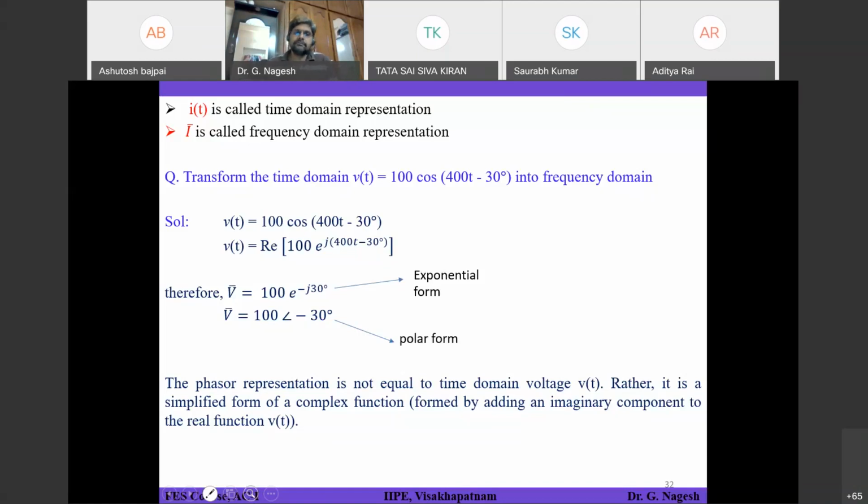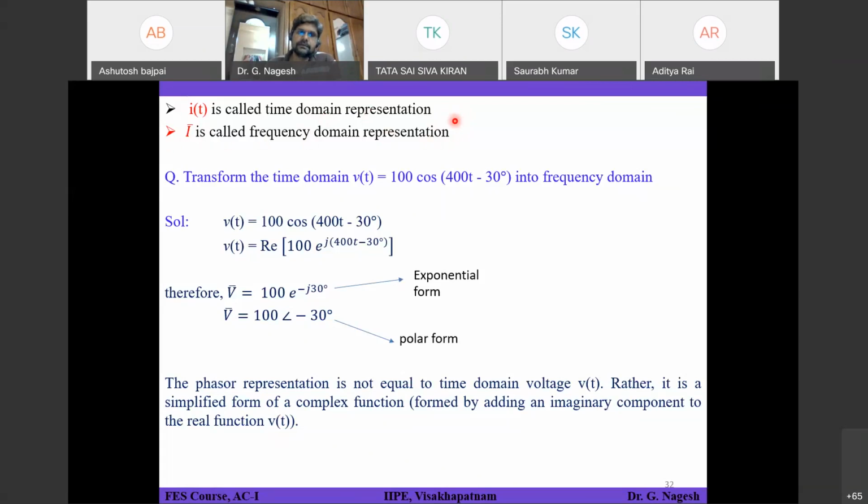So what they are saying, i of t is a time domain representation. It's a function of time, i of t. But a phasor is called a frequency domain representation. So phasors are called frequency domain representation, and i of t is a function of time. It is called a time domain representation. A phasor will give you information regarding only amplitude and phase angle.